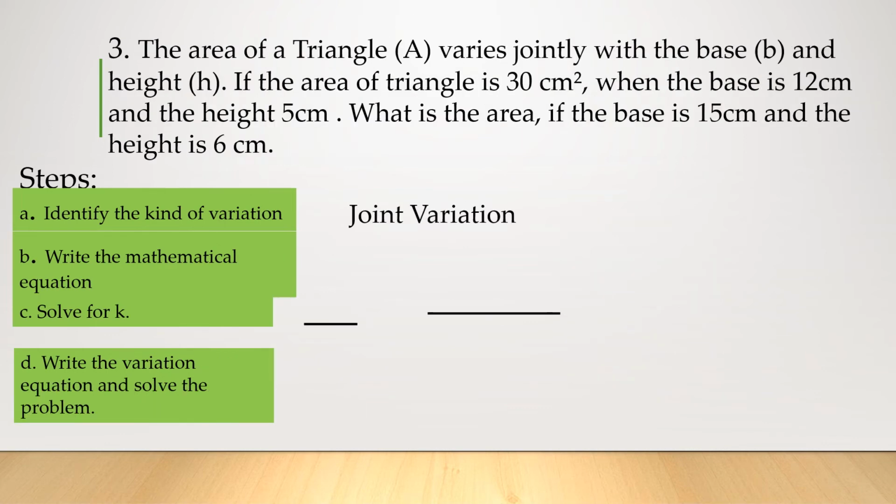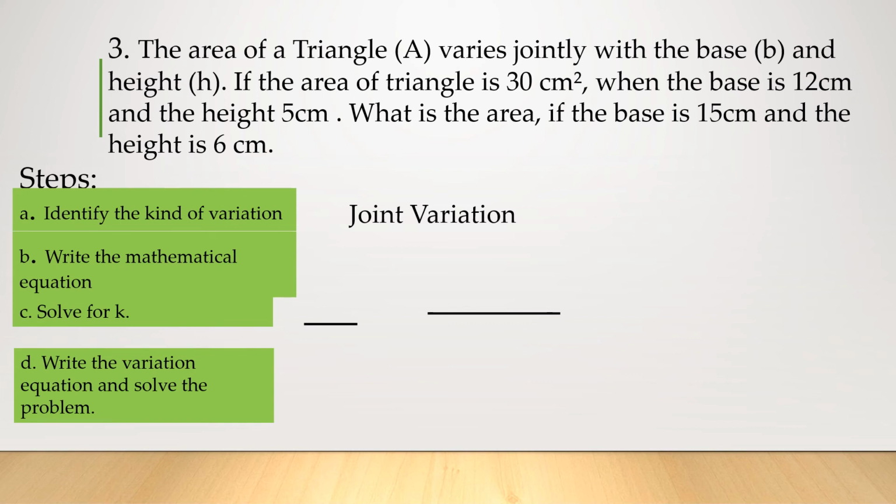The area of a triangle A varies jointly with the base B and the height H. If the area of a triangle is 30 centimeters squared when the base is 12 centimeters and the height is 5 centimeters, what is the area if the base is 15 centimeters and the height is 6 centimeters? So, of course, here, very obvious, we have joint variation.